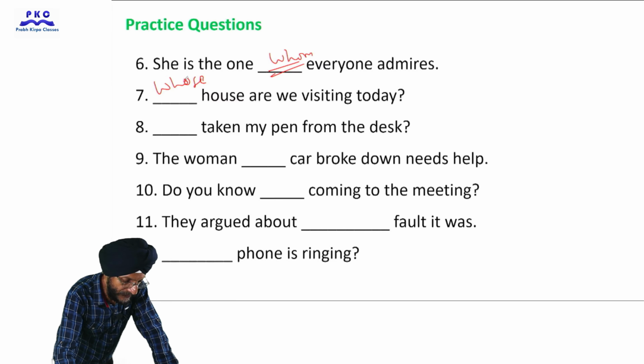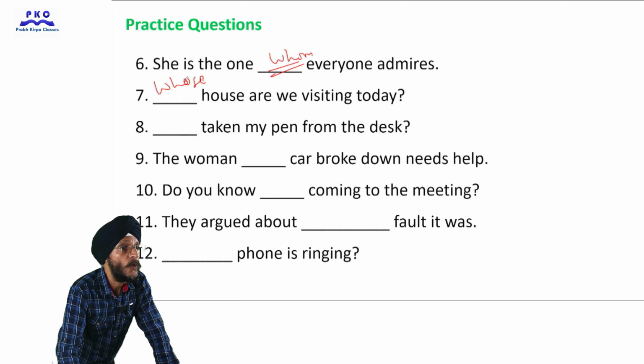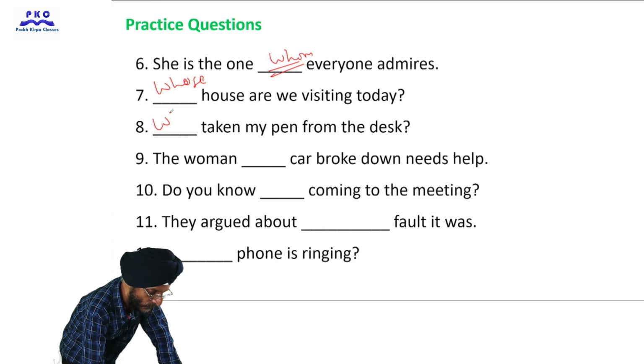Dash taken my pen from the desk. Who has or who is? Contraction we are to use. Who has? Whose? Who apostrophe s.